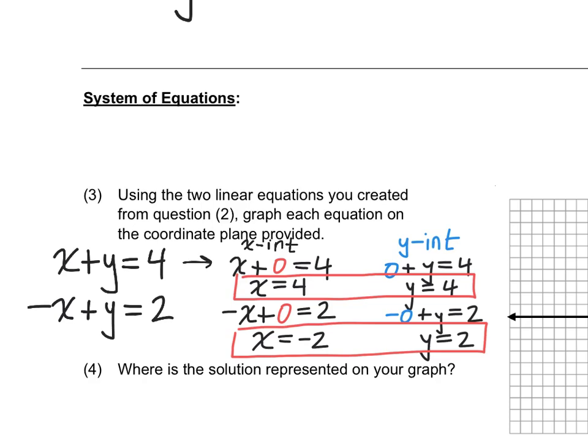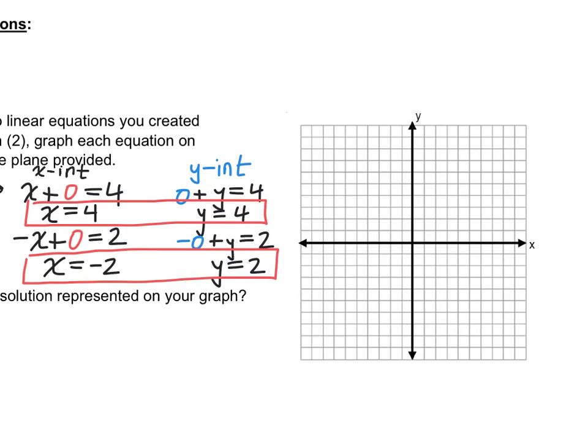Well, for the first line, I have an x-intercept of 4 and a y-intercept of 4. So that means it crosses the x-axis at positive 4 and the y-axis at positive 4. All you need to draw a line are 2 points and a ruler.